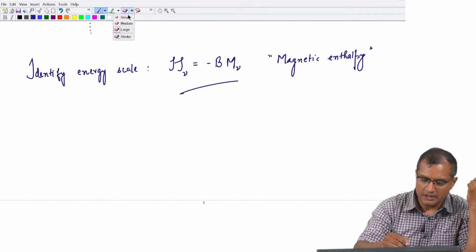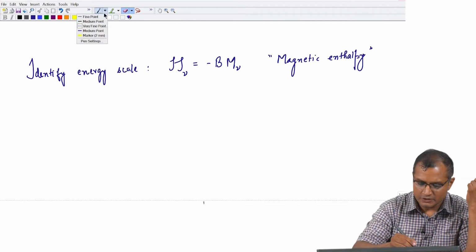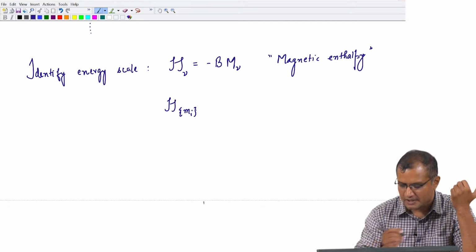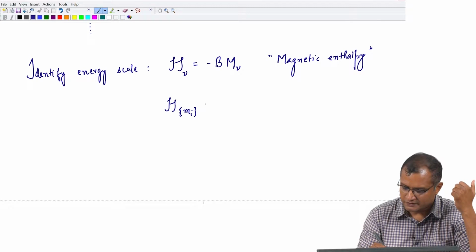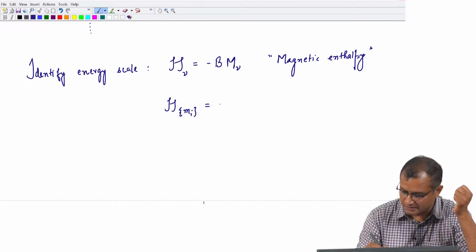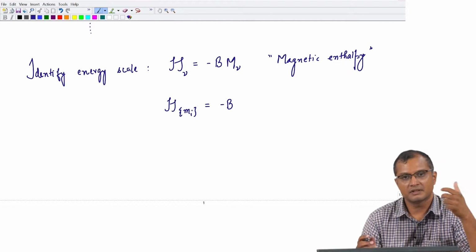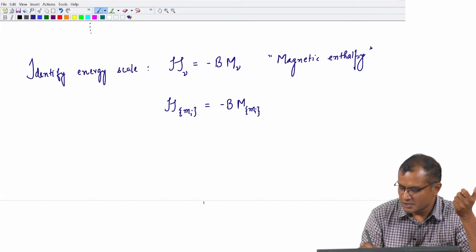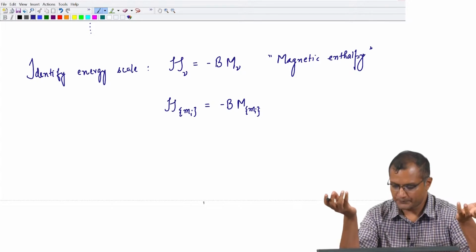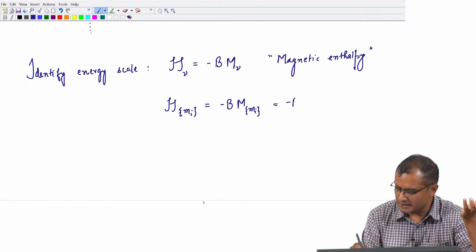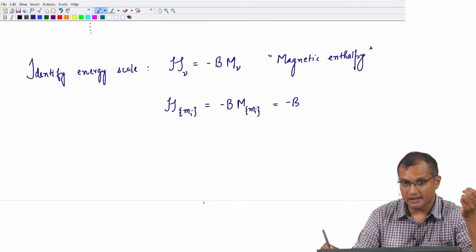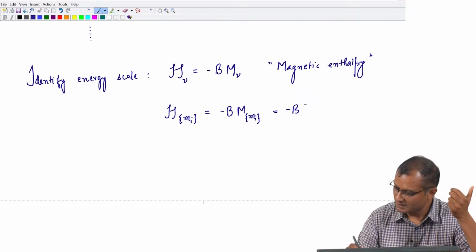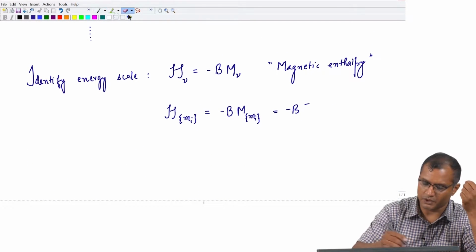If you want to write it down explicitly, you can say, okay, my nu is nothing but the set of excitations. So, that is the Hamiltonian of this particular microstate given as minus B times the instantaneous magnetization, which is nothing but the set of values of mi in our nu notation. Okay. And this is nothing but minus B times, I have already written what is the magnetization, which is summation over all degrees of freedom mu times mi. So, I am going to pull out mu because it is a constant.